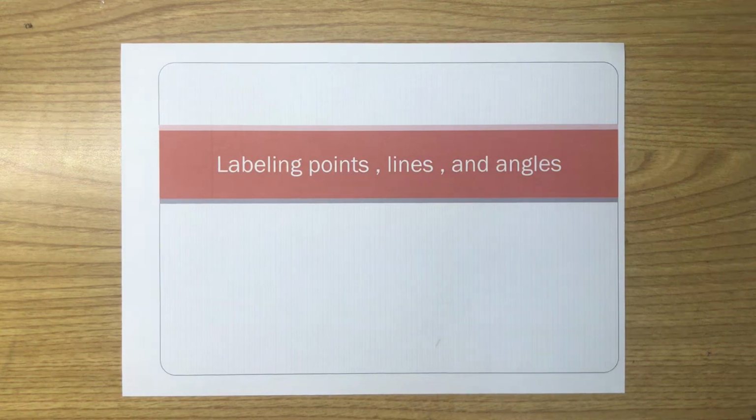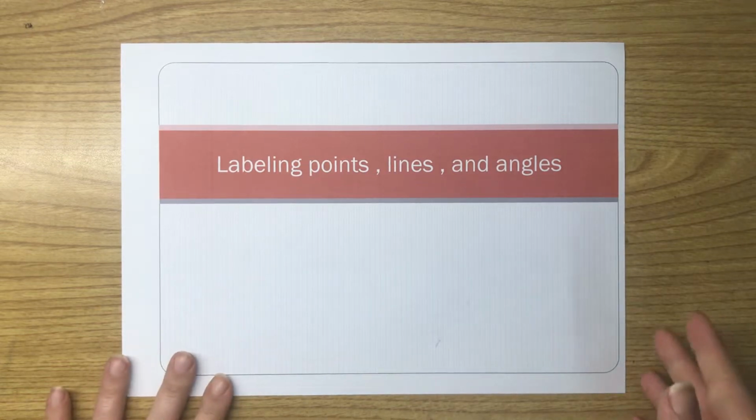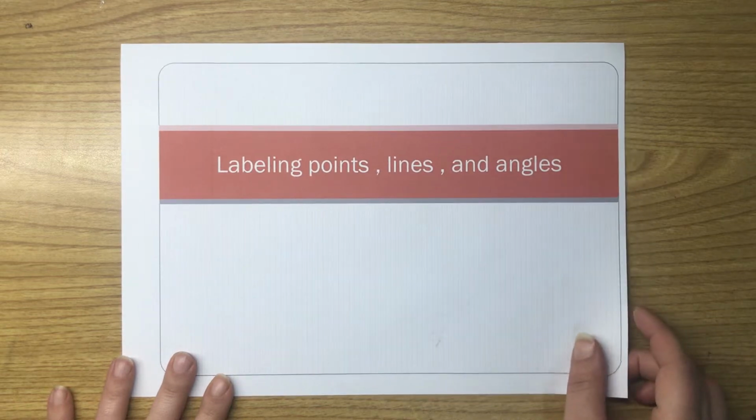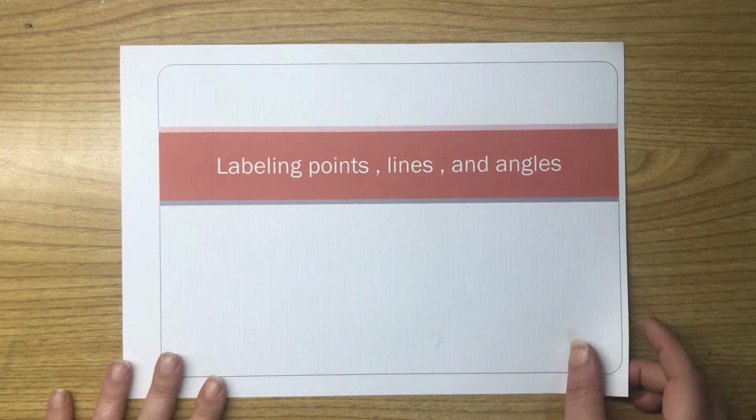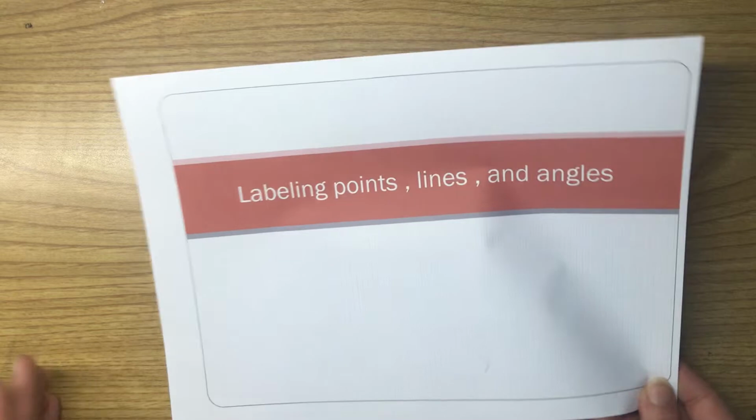Today's lesson is a revision about how to label points, lines, and angles, plus types of triangles and the main types of quadrilaterals.